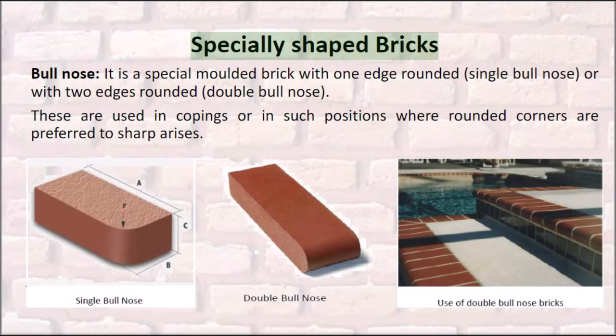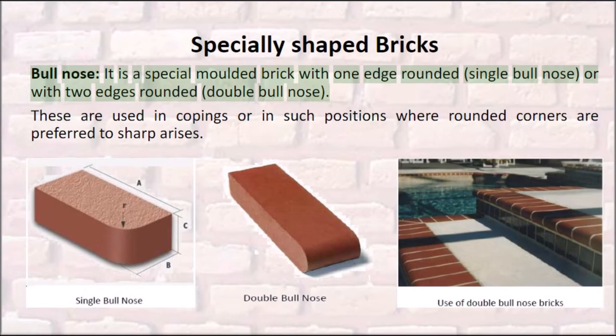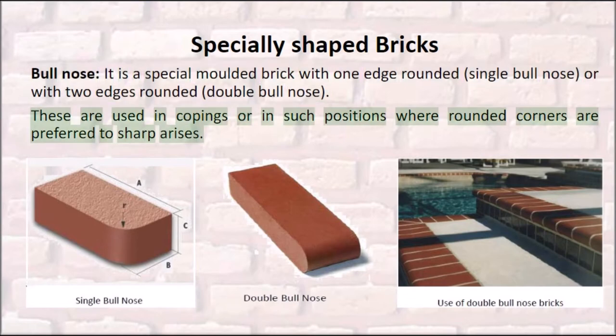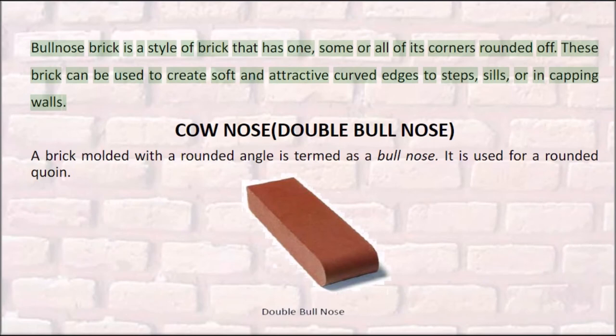Specially shaped bricks. Bull nose: it is a special molded brick with one edge rounded, single bull nose, or with two edges rounded, double bull nose. These are used in copings or in such positions where rounded corners are preferred to sharp rises. Bull nose brick is a style of brick that has one, some or all of its corners rounded off. These bricks can be used to create soft and attractive curved edges to steps, sills, or in capping walls.